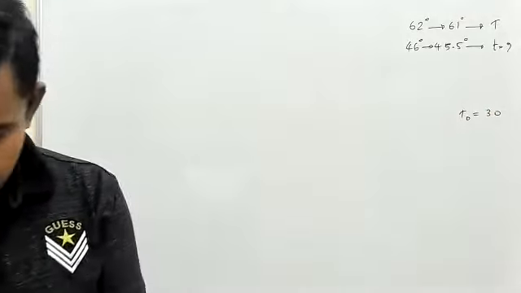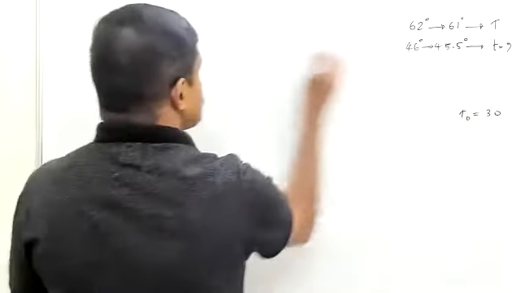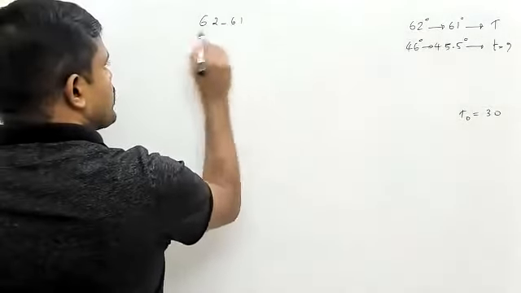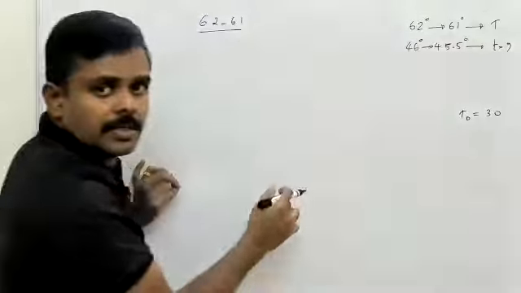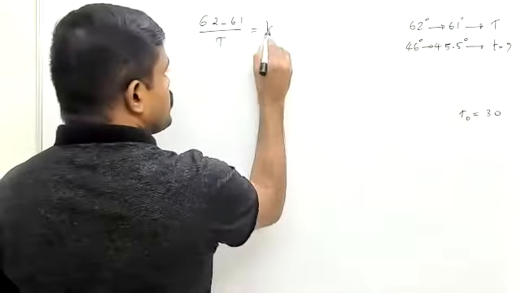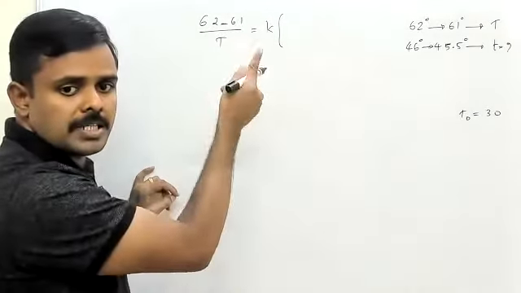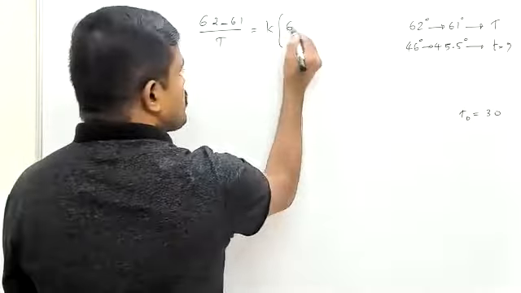So let us see the question now. What is the first one? I told you, 62 minus 61 divided by the time taken, which is T, is equal to K into the average of these two, 62 and 61. 62 plus 61 by 2 is 61.5.